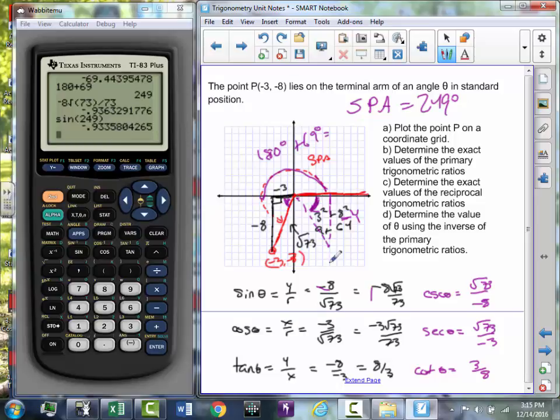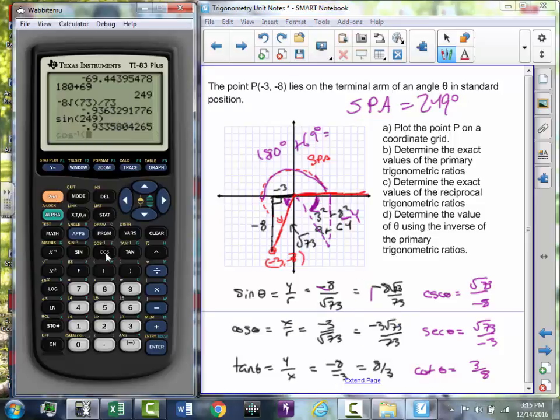Let me try this a second way. Let's say I tried cosine. If I inverse cosine this value right here, negative 3 root 73 over 73, my calculator spits out an angle of 110 degrees. And the first thought you should have is, there is no way that this angle all the way around here is actually 110 degrees. What your calculator did is it found the lowest possible angle it could that met those parameters. You were looking for something with a negative x value.